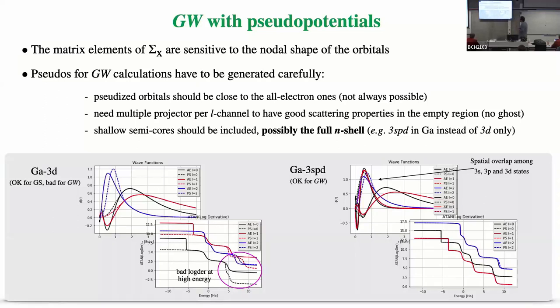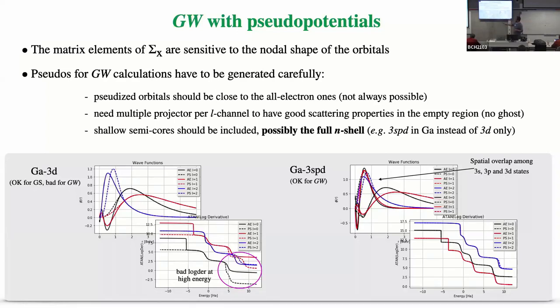The reason is seen here, in which I have another pseudo, in which now the 3s and 3p electrons are treated as valence. You see these states here. The red dashed line corresponds to the 3p, and the black curve is the 3s state. And as you can see, the 3s and 3p overlap with the 3d electrons. So this means that if you have a system in which the 3d electrons participate in the CBM or the VBM, then if you use this pseudopotential, the 3s and the 3p electrons will be included in the Fock operator in your self-energy calculation, and the matrix elements of sigma x will see this overlap.